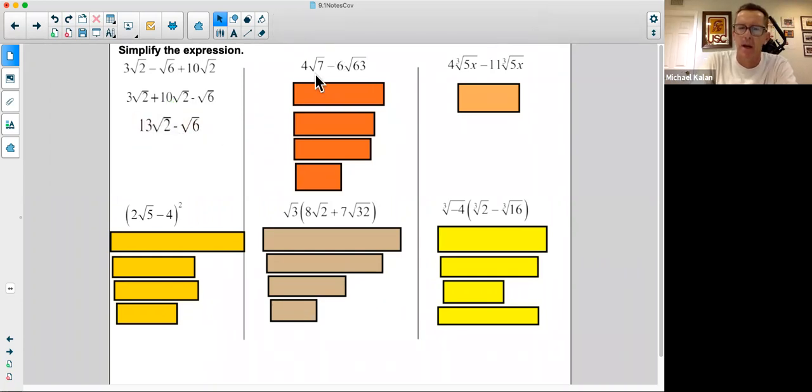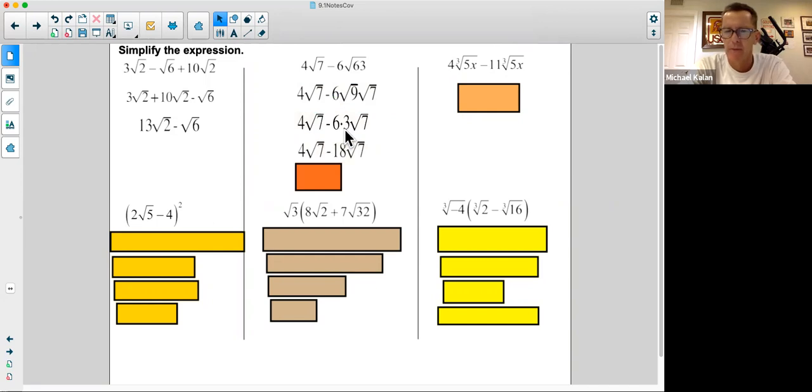All right, what about 4 root 7? Can we simplify that term by itself at all? No, square root of 7, there's nothing to do. What about square root of 63? Oh, 9 times 7. Yes, we can, right? So what's the square root of 9? It's 3. So now it's an outie times this negative 6 makes negative 18 root 7.